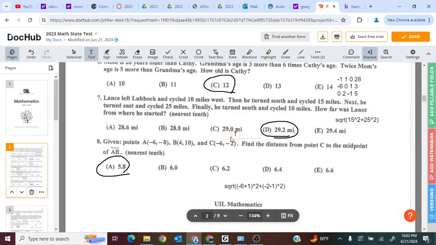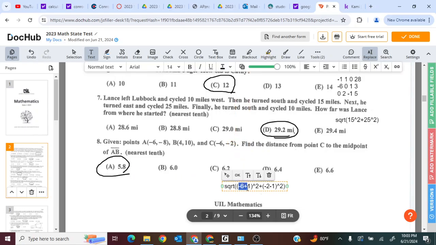Okay, given the points A, B, and C, find the distance from point C to the midpoint of AB. Well, the midpoint of AB is going to be the average of the x values and the average of the y values. So the average of -6 and 4 is -1. Average of -8 and 10 is 1. So you simply find the distance from C's respective x and y to those. So -6 plus 1 and -2 minus 1, because you have to subtract the midpoint to find distance from it. If you do that, you get 5 squared plus 3 squared basically, and 5.8.